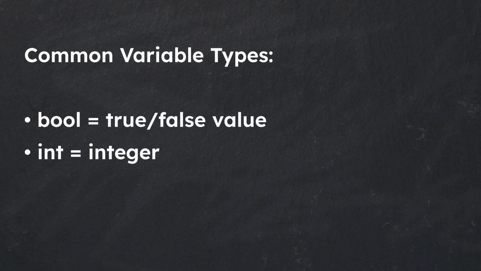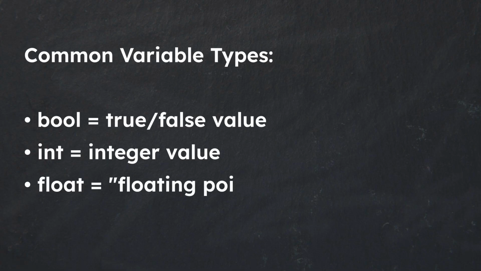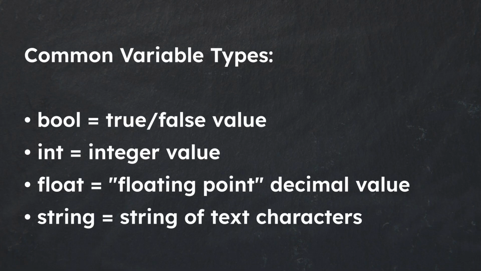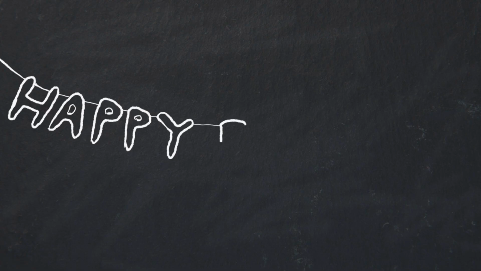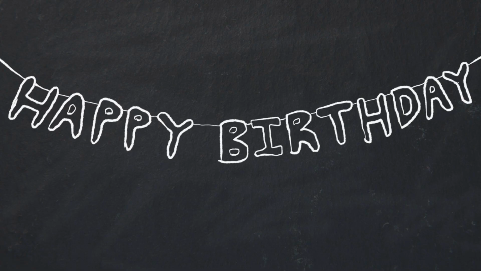Int, an integer which is a whole number like 2. Float, a floating point number or a number with decimal places like 2.3. String, a list of text characters. Picture those happy birthday signs that have each letter held together by a string to spell happy birthday.